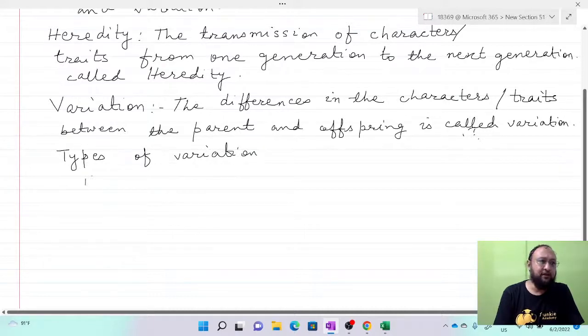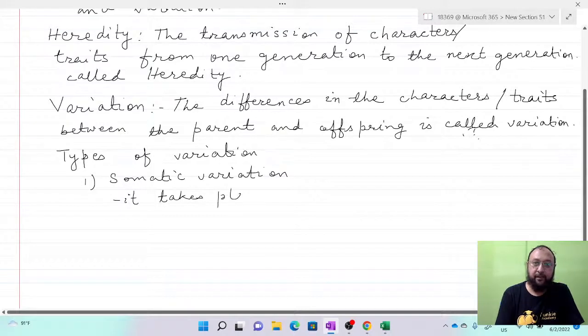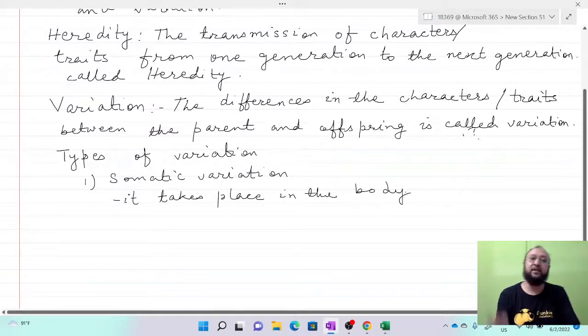One is the somatic variation. That means the variation in the somatic tissues or somatic cells. It takes place in the body cells. Any kind of variation that is found in the body cells and body tissue is somatic variation. There are other points also to note down.